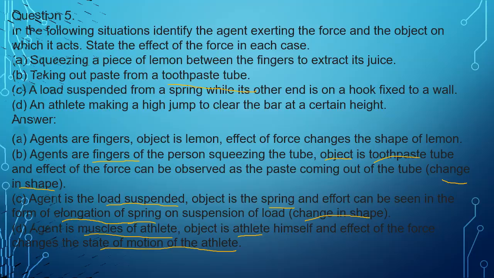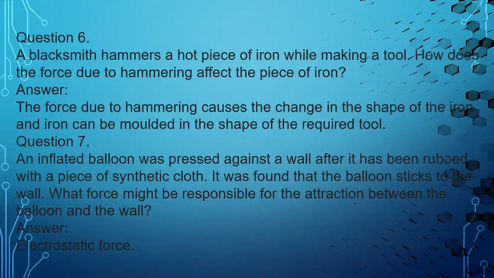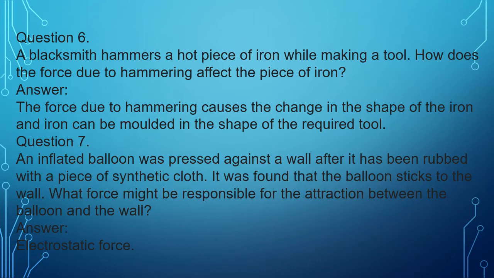Here is the sixth question. A blacksmith hammers a hard piece of iron while making a tool. How does the force due to hammering affect the piece of iron? The answer is, the force due to hammering causes a change in shape of the iron, and the iron can be molded in the shape of the required tool. Here the effect of force is change in shape of the iron.